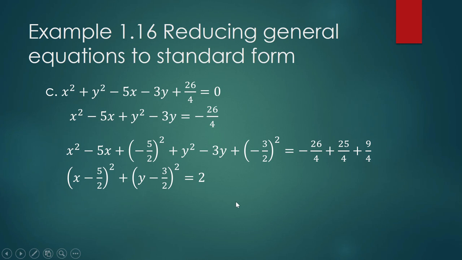Okay, so we are not given the instruction to identify the center, but let's do it anyway. What's the center? It's 5 halves and 3 halves. And our radius is not 2. The radius is square root of 2.